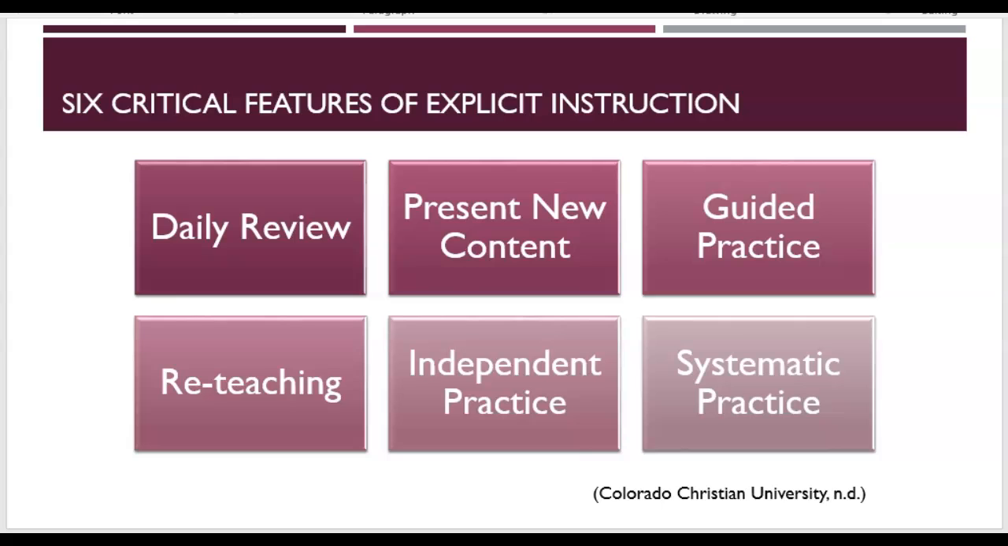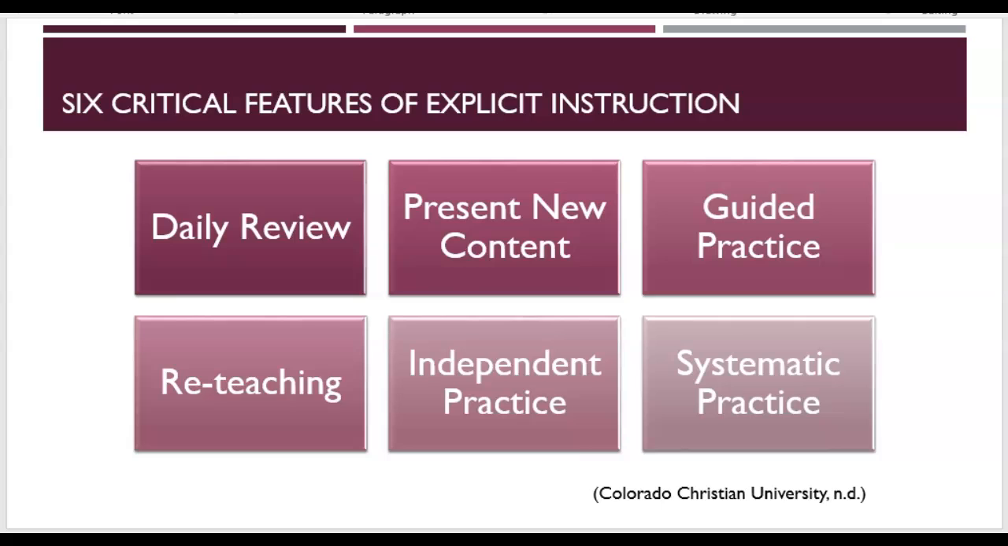There are 6 critical features of explicit teacher-directed instruction. The first is daily review of the previous lesson and any pre-skills for that day's lesson. Next is presenting the new content through modeling, demonstrating, asking questions, and encouraging active participation from students. After students have acquired this new knowledge, the teacher provides opportunities for guided practice, where the teacher is able to give positive and corrective feedback.